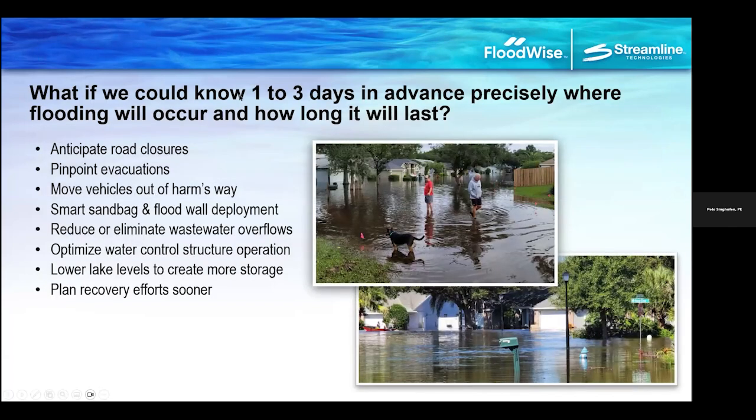And so if we could know this 1 to 3 days in advance, precisely where the flooding will occur and how long it will last, we've kind of asked that question. We can anticipate road closures, we can pinpoint evacuations, we can move vehicles out of harm's way, we can be much smarter about how we deploy sandbags and temporary flood walls. We can reduce or even eliminate wastewater overflows. We can optimize water control structures. We can lower lake levels ahead of time to create more storage, or we can plan recovery efforts much sooner.